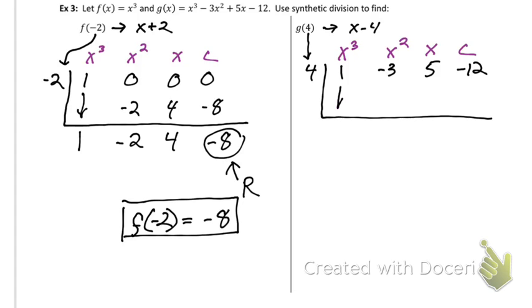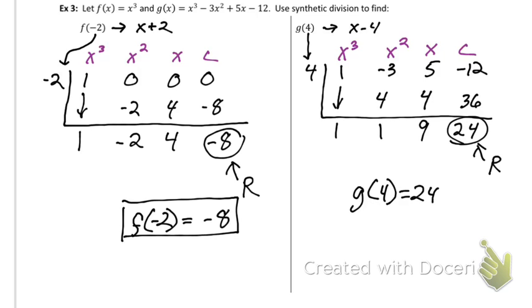We're going to drop that 1 down. We're going to do 4 times 1 will give me 4. Negative 3 plus 4 is 1. 4 times that new 1 that we have is 4. 5 plus 4 is 9. And finally, we have 4 times 9 is going to equal 36. 36 minus 12 is going to be 24. That is my remainder, so that is also my solution. So g of 4 equals 24.